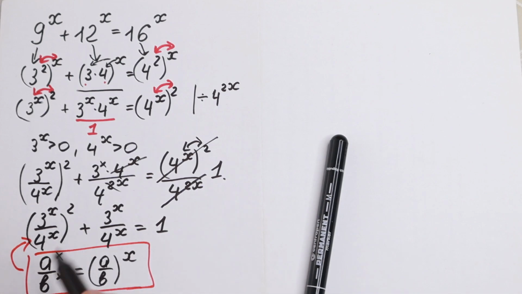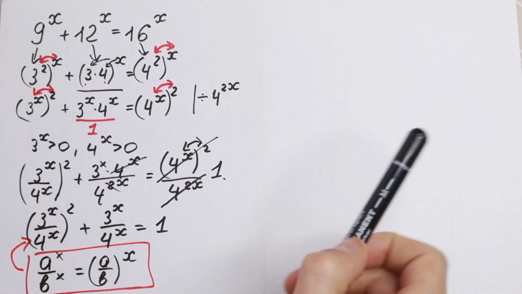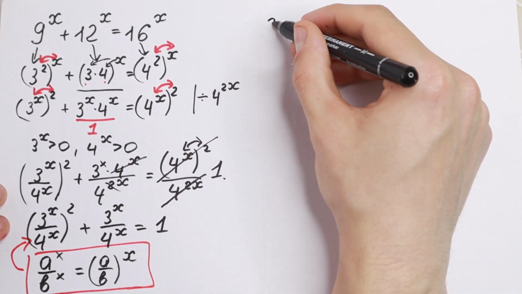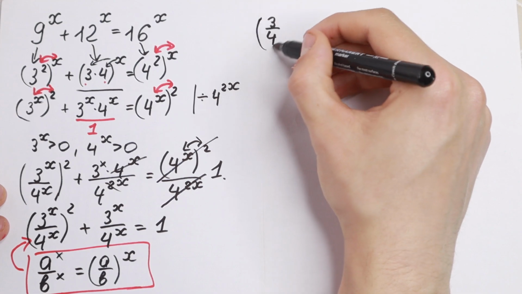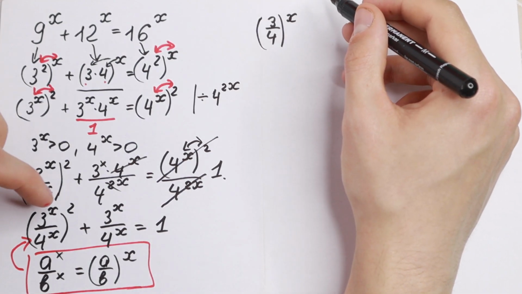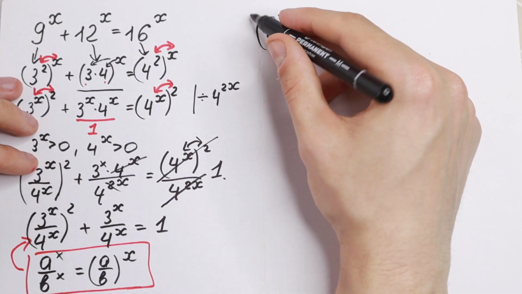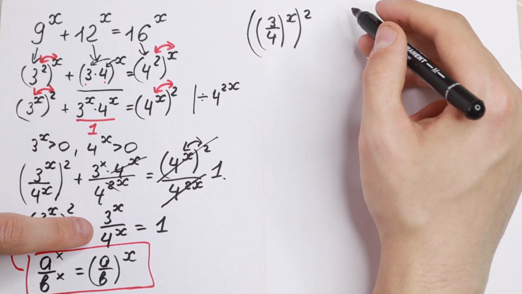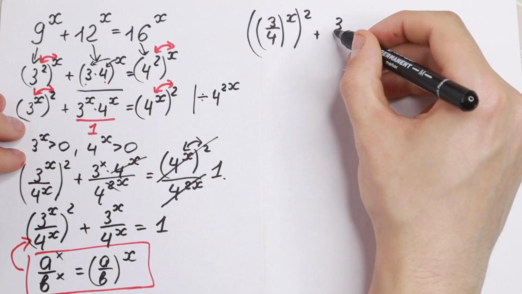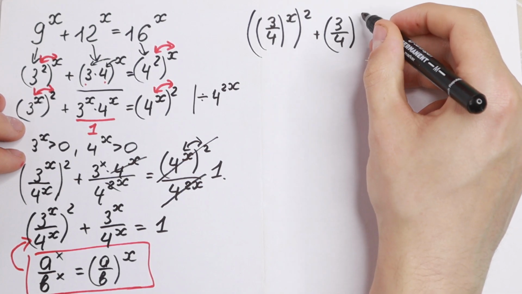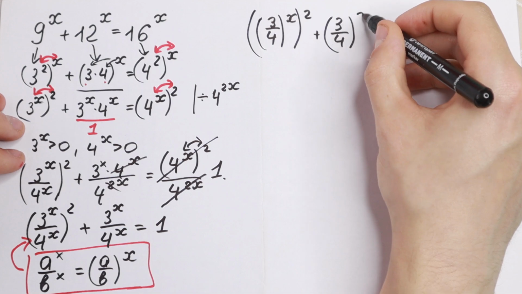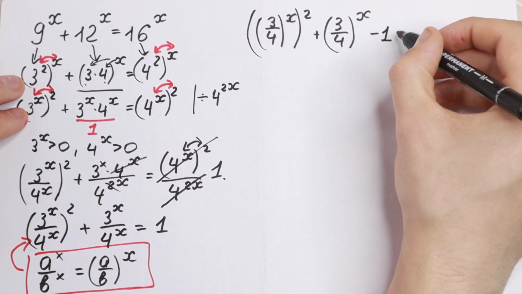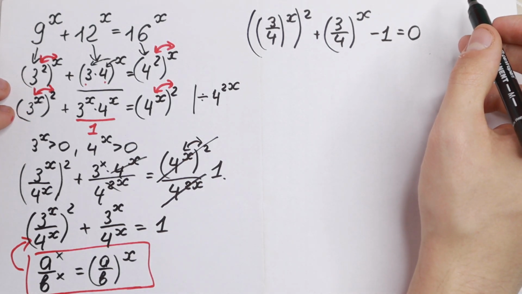In this case we have different bases but the same exponent. So what will we have? We will have 3 divided by 4 to the power x, and of course we have the main power. We need to raise it to the second power. And use the same logic right here. Plus 3 over 4 raised to the power x. And let's bring this one from the right to the left, and minus 1 equal to 0.